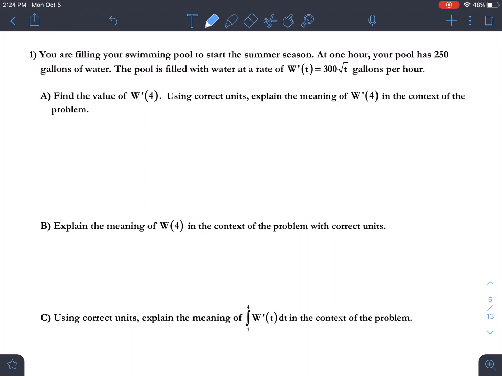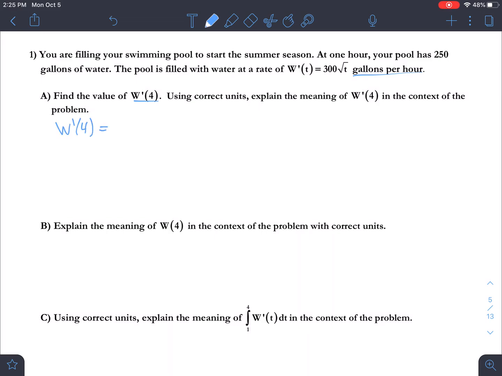All right, so you're filling up your swimming pool to start the summer season. I wish. It's cold right now. At 1 hour, your pool has 250 gallons of water, and the pool is being filled with water at a rate of W prime of t is 300 root t gallons per hour. Okay, so the first thing you want to do is find W prime of 4.